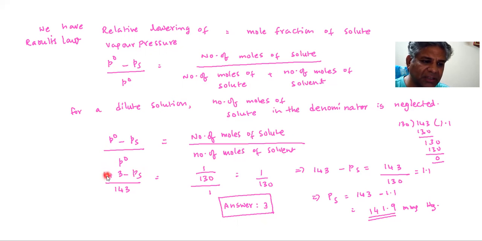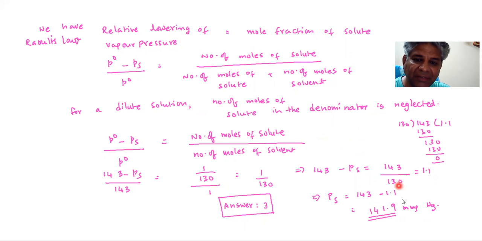So P0 is 143, minus the vapor pressure of solution, by 143, is equal to 1 by 130. So that is equal to (143 minus Ps) by 143 equals 1 by 130. 143 by 130 is nothing but 1.1. It is just 1.1, so you can do it very easily. So 143 minus 1.1 gives 141.9.